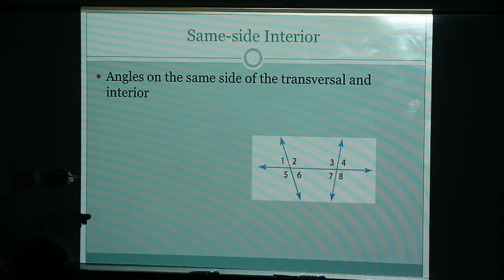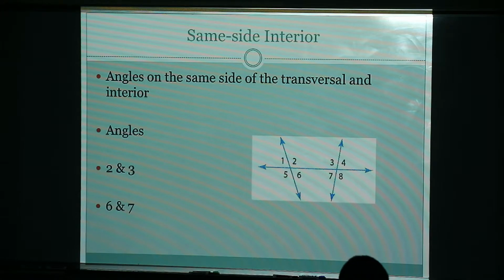So the angles on the inside are 2 and 3, 6 and 7. The pairs you actually said are the correct ones for this particular problem. They're on the same side of the transversal, and they're interior, right? So the pairs you said, 2 and 3, 6 and 7, those are your pairs of same side interior. They're not alternating. They're same side.